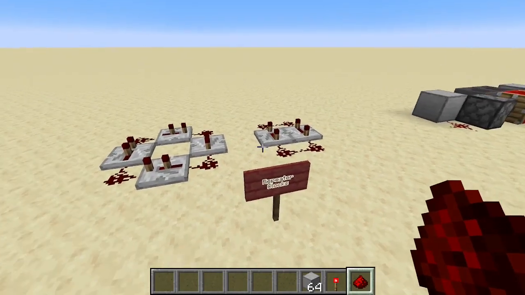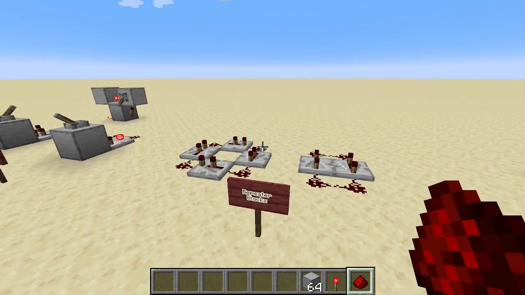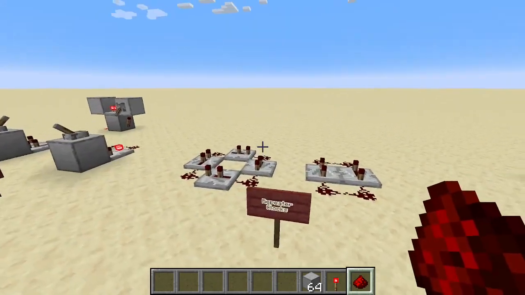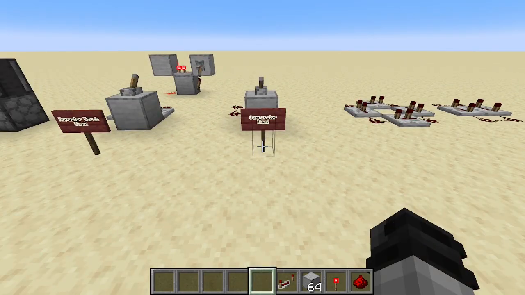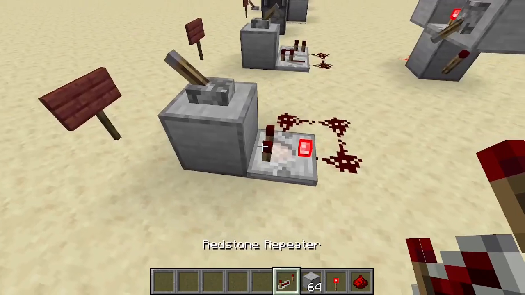So if you are using these kind of repeater clocks, redstone clocks, that needs to be something you don't need to shut off. All right, the next kind of clock we have is a comparator clock. Now this one is fairly simple.